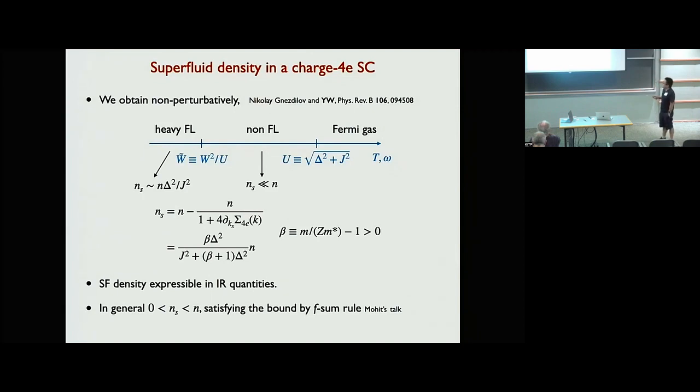Okay? And also, I would like to mention that the superfluid density also satisfies the bound by the F-sum rule referenced in Mohi's talk.